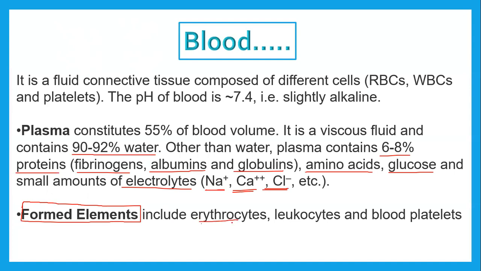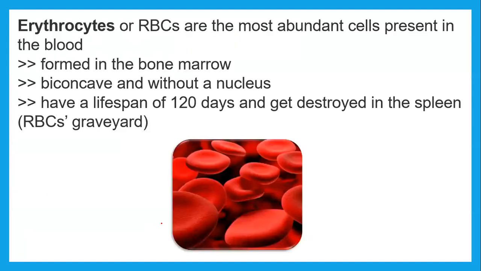So they include erythrocytes, which you commonly call RBC. Leukocytes, commonly called WBC. And you have the thrombocytes, commonly called the blood platelets.